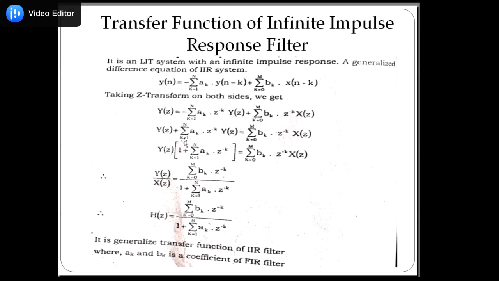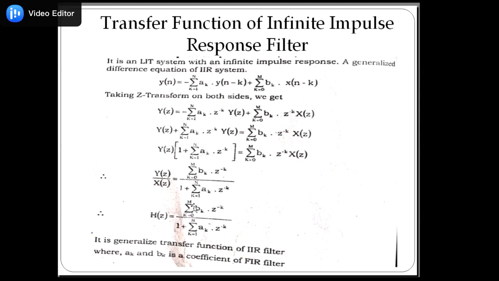Then Y(z) multiplied with 1 plus summation k equals 1 to N of a_k multiplied with z to the power minus k is equal to summation k equals 0 to M of b_k multiplied with z to the power minus k X(z). When you take Y(z) divided by X(z), that will generate your H(z).